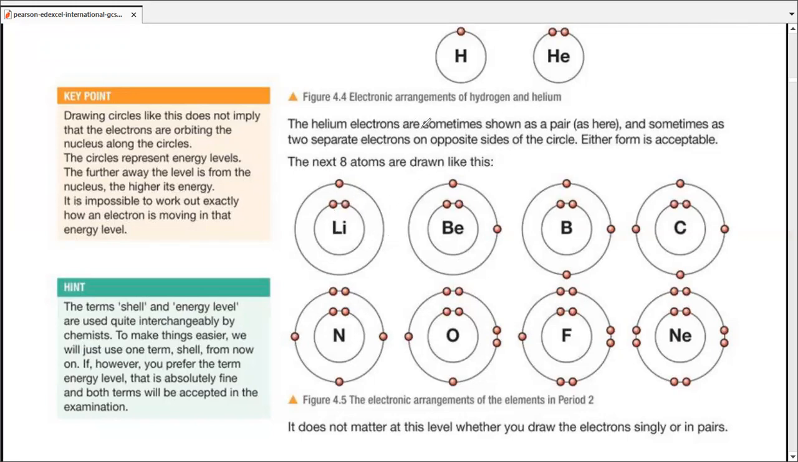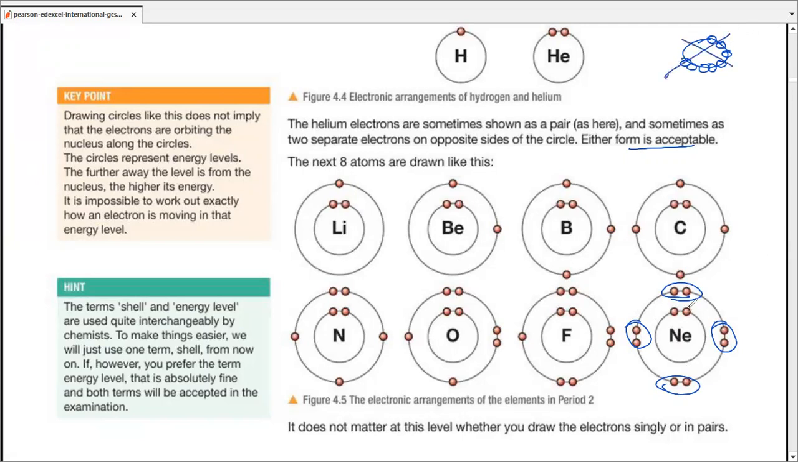Okay. Now, 2 helium electrons are sometimes shown as a pair over here, sometimes 2 electrons on the opposite sides. Either form is acceptable. But if you're supposed to come up with a higher number of electrons, like we have 8 electrons in the second shell, we always ask the students to draw them in pairs. A pair on top, a pair at bottom, a pair at right, and a pair at left. I would never recommend a student to count the electrons like this: 1, 2, 3, 4, 5, 6, 7, 8. There you go. We're done with all 8 electrons. That's not how you're supposed to do it in exams.